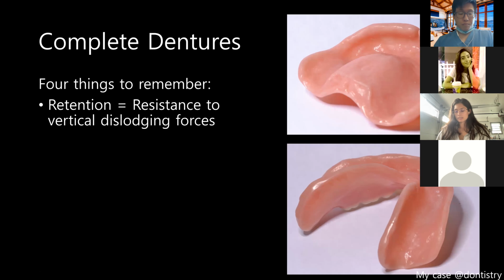So retention. These dentures are actually one of my patients. This is my first denture patient that I treated. Retention means the resistance to vertical dislodging forces of the denture. Remember, complete denture is not an overdenture. It's not retained by an implant. It's only sort of staying on by creating a suction effect using the saliva and the gums, okay? So nothing physically is holding it in place. So retention refers to the denture's resistance to vertical dislodging forces.